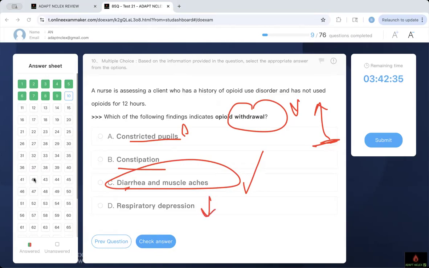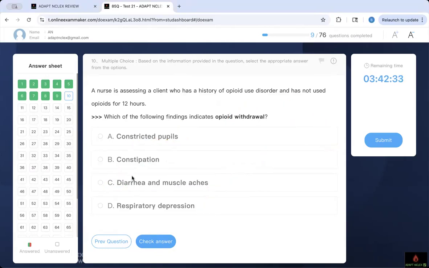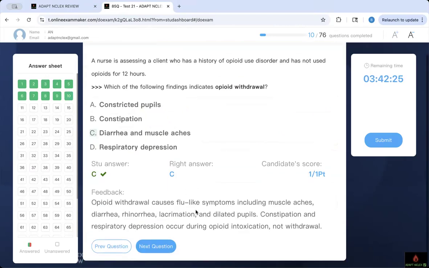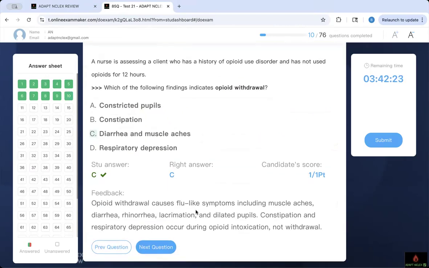If you do it like that, no matter what kind of symptoms they give you, when it comes to substance misuse, you will figure out the signs and symptoms you need to know. And that is the Adapting NCLEX way.